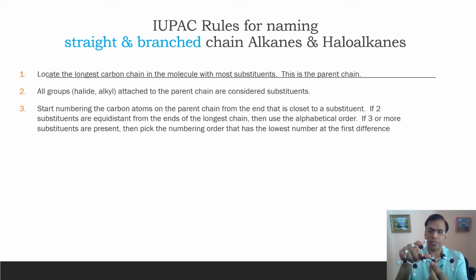This is the correct naming: it will be 3-methylhexane. You won't number it from the other end, because if you start numbering from this end, it's 1, 2, 3, 4, so 4. That is much farther than numbering from the first end. So always number it from the end that's closest to the substituents.